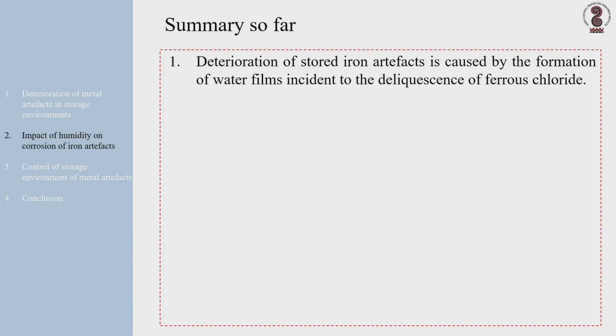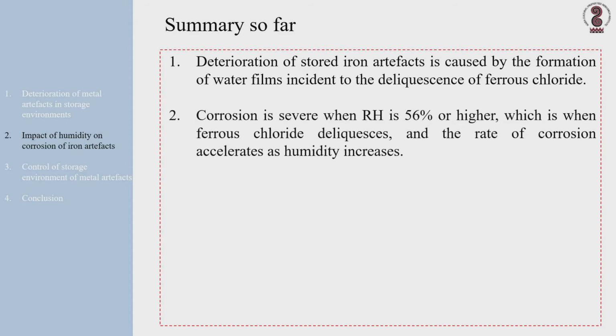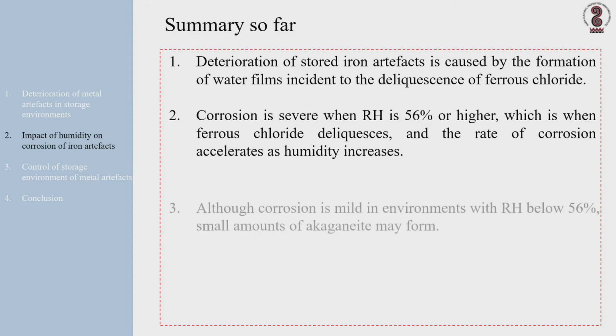1. Deterioration of stored iron artifacts is caused by the formation of water films caused by the deliquescence of iron chloride 2. 2. Corrosion is severe at a relative humidity of 56% or higher, which is the humidity at which iron chloride 2 deliquesces, and the rate of corrosion accelerates as humidity increases.